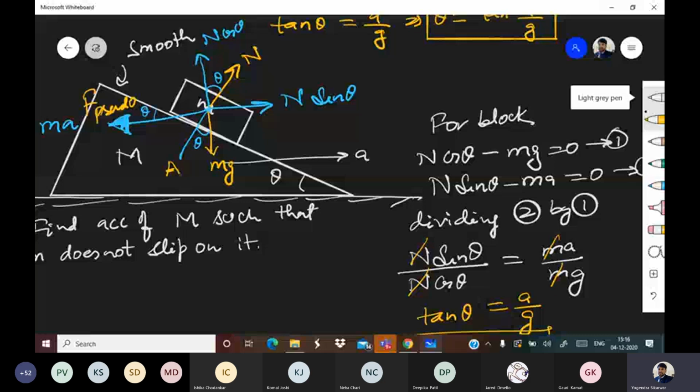Understood, Deepika, Ram? Okay, good. Next question on your computer screen. Please pay attention.